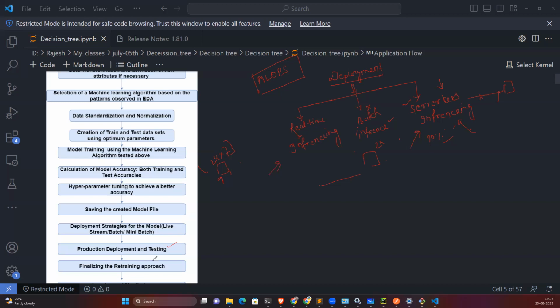Next, we are going to finalize the retraining approach. In the machine learning or AI field, there is something called depreciation. What do you mean by depreciation? Let's suppose you are buying a car. With time, will the car price reduce or increase? It will always reduce, right? So it is called a depreciating asset. You bought a car for 20 lakh, and after 10 years the car price will be 2 lakh or 5 lakh. It will never go beyond 20 lakh.